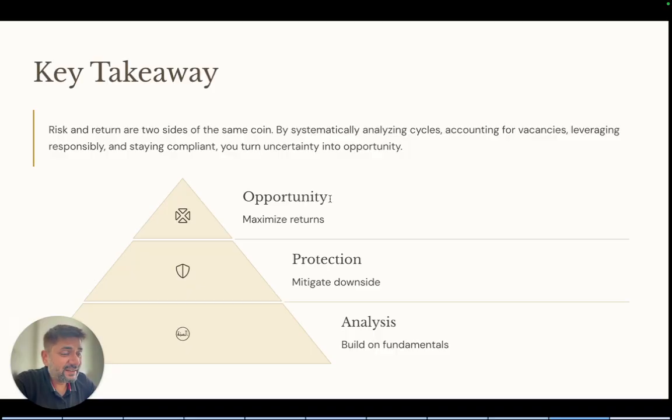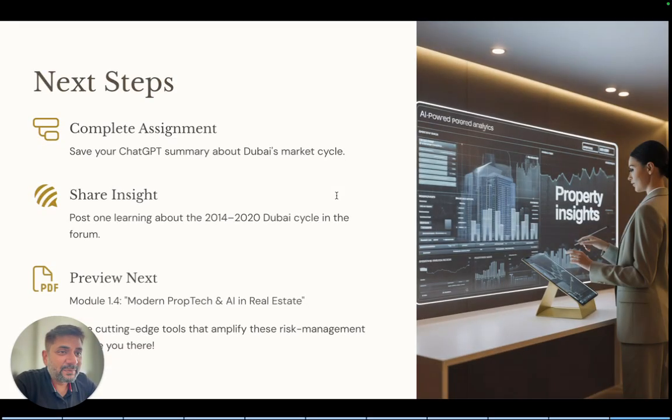Key takeaways: risk and returns are two sides of the same coin. By systematically analyzing cycles, accounting for vacancies, leveraging responsibly, and staying compliant, you turn uncertainty into opportunity. Complete the ChatGPT assignment and save your summary. Post one insight you learned about the 2014 to 2020 Dubai cycle in the discussion forum.